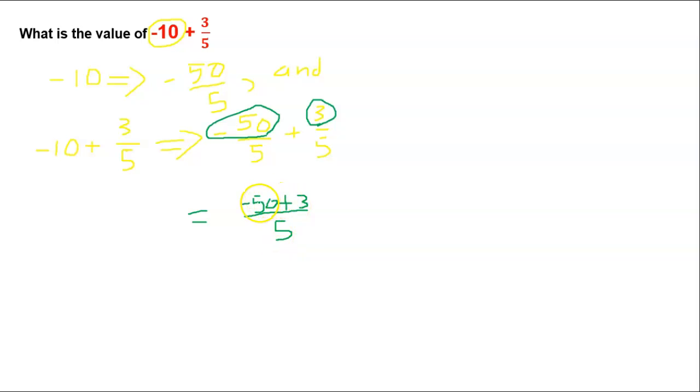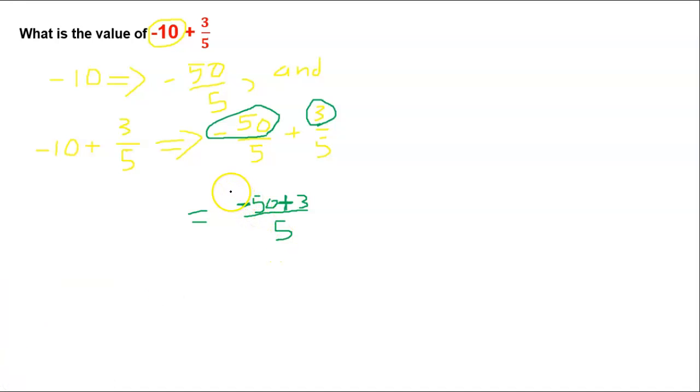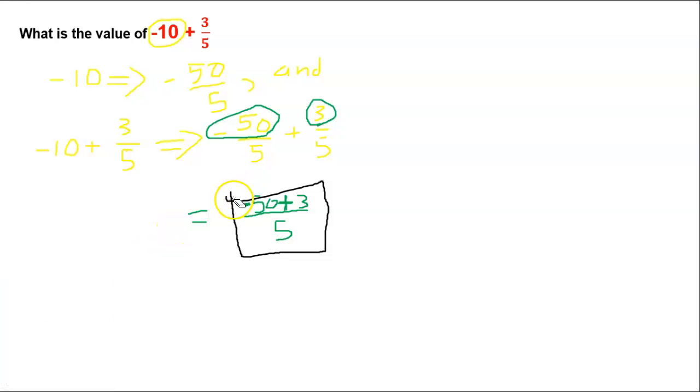Now the signs are different, right? You have a negative sign here and a positive sign here. So since the signs are different, we need to subtract and keep the sign of the larger number. Okay, so from this we get, let me just circle that better.